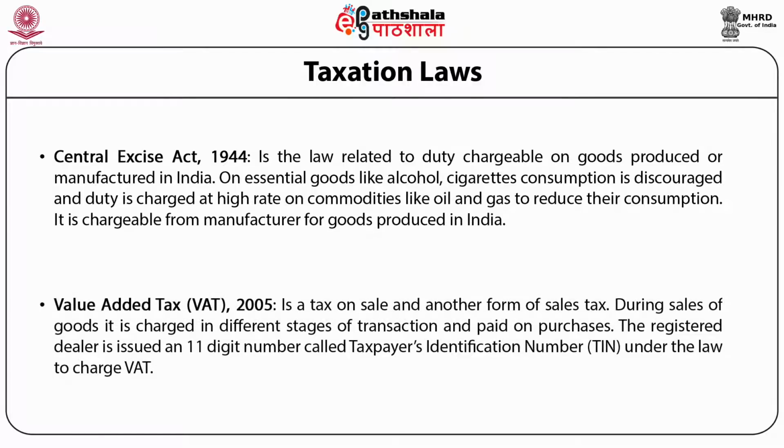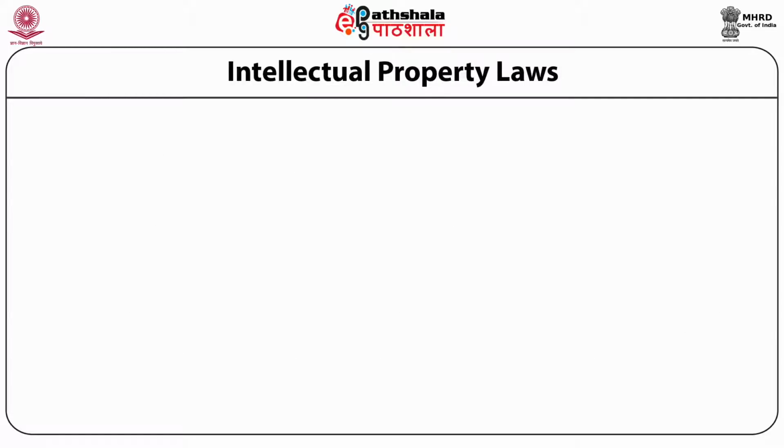Value Added Tax 2005 is a tax on sale and another form of sales tax. During sales of the goods, it is charged at the different stages of transactions and paid on purchases by the buyer. The registered dealer is issued an 11-digit number called Taxpayer's Identification Number, that is TIN, under the law to charge VAT. Intellectual property laws.